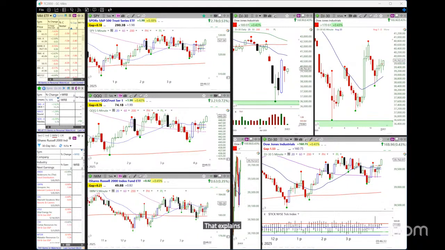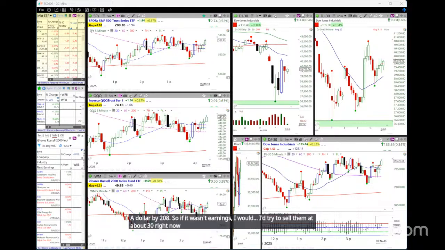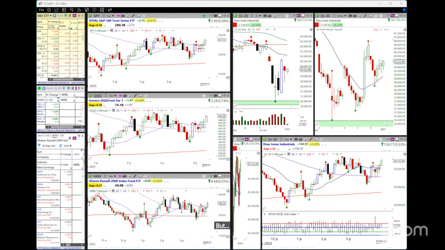Because look at this, Greg. 645s for next week. $1 by 2.08. So if it wasn't earnings, I'd try to sell them at $1.30 right now, naked myself. But I mean, it still looks good. Does anybody think Netflix is gapping down here to 645? I don't.